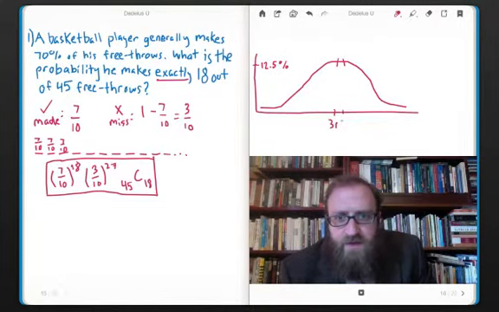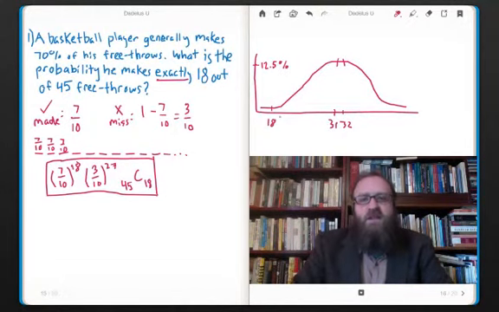And then maybe there's another high percentage that he makes 32 shots, whereas making 18 shots is going to fall down here in this little slim area. In other words, not very likely that he makes 18 shots. That explains why that number is so low.